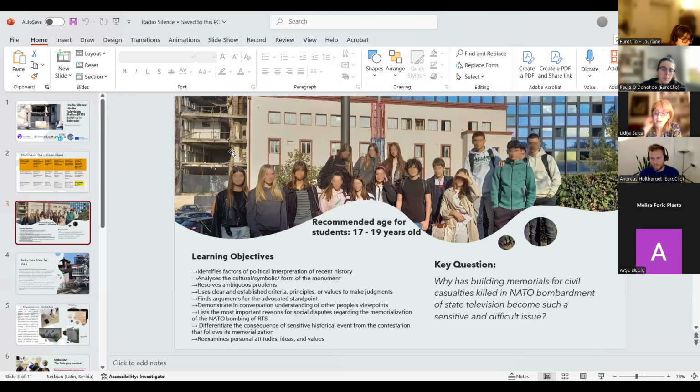I would like to emphasize that these students that you see here are 17 years old, and this age proved to be particularly well suited for the task. Ultimately, the goal was to empower these students to engage with monuments and, of course, historical narratives, while also respecting the complexity and some, so to say, ethical considerations.